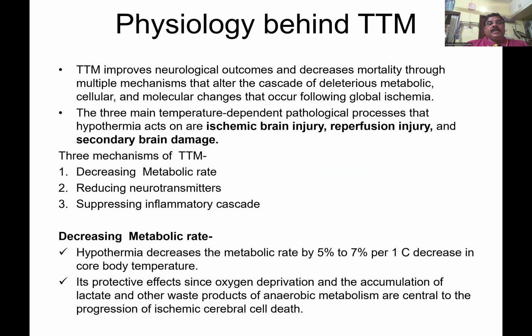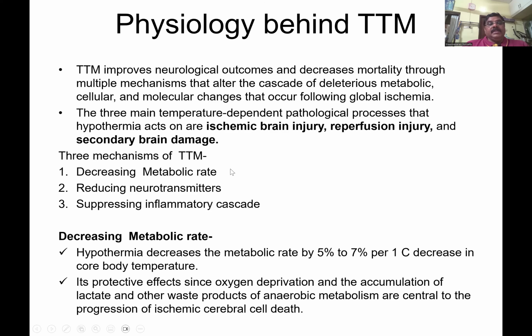Targeted temperature management improves the neurological outcome and decreases mortality through multiple mechanisms that alter the cascade of deleterious metabolic, cellular, and molecular changes that occur following global ischemia. The three main temperature-dependent pathological processes that hypothermia acts on are ischemic brain injury, reperfusion injury, and secondary brain damage. We can see all three in ROSC patients. So it will act on three mechanisms.